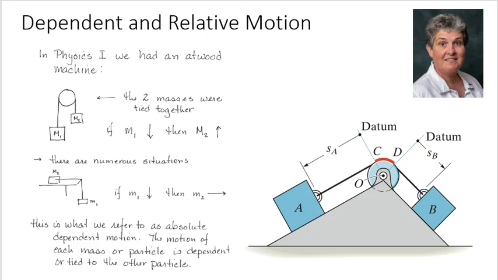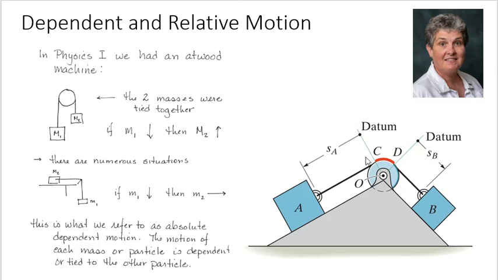And we knew that if mass 1 went down like this, then mass 2 had to go up because they were physically tied together. And we saw it in numerous situations. So I had a block on the desktop and a block that's hanging off. If that mass was heavy enough, we would get this motion. So mass 1 would move down and mass 2 would move off to the right. This is what we refer to as absolute dependent motion. It's the motion of each mass or particle is dependent on, or tied to, the other particle.